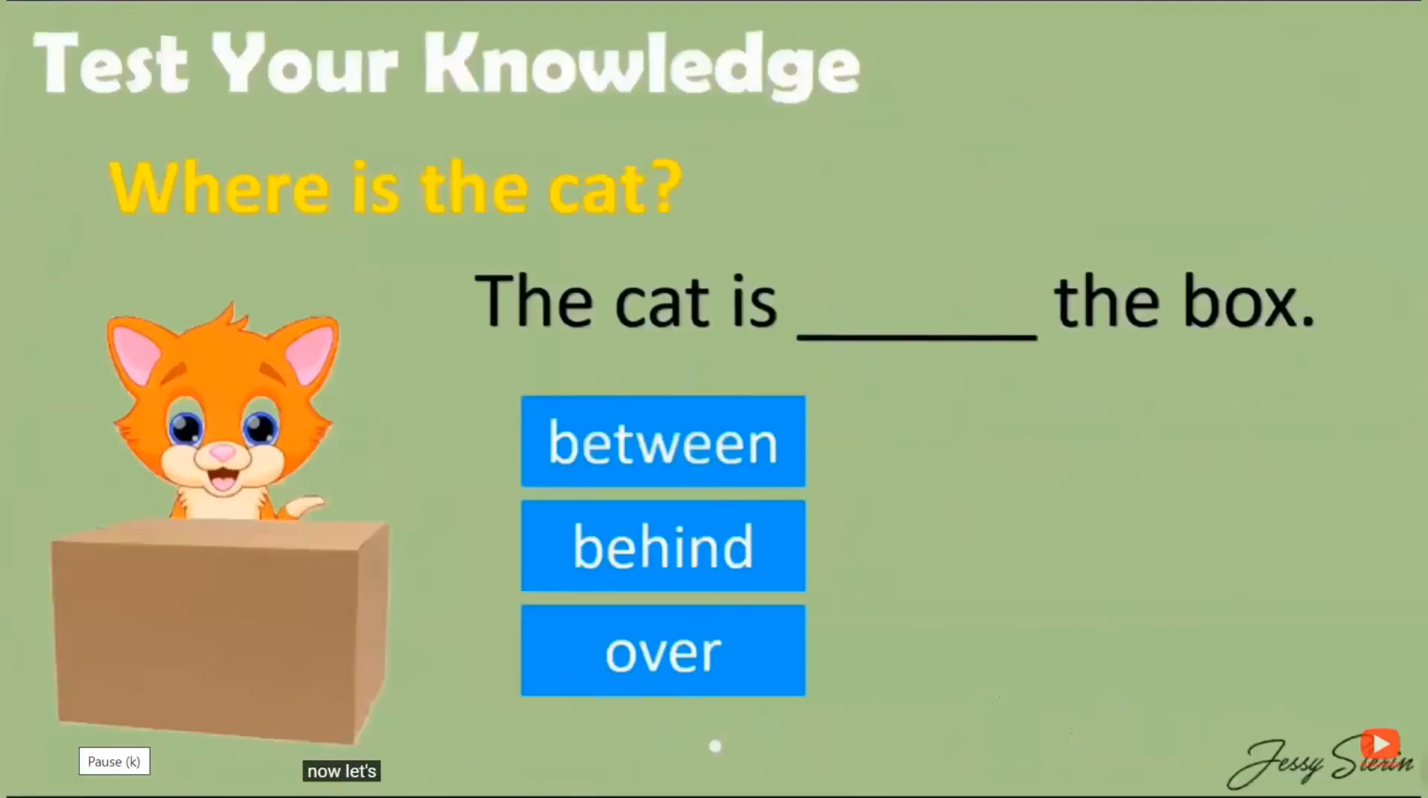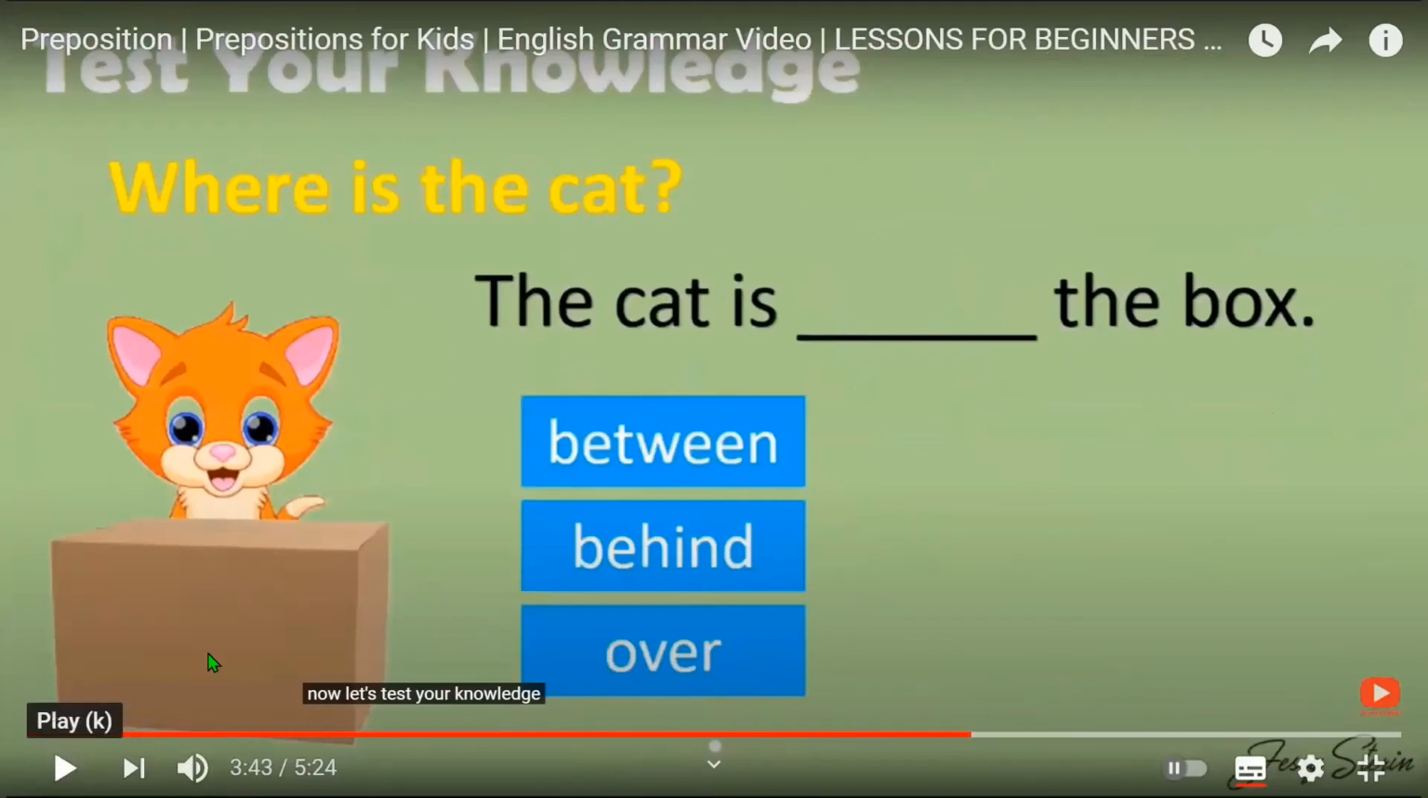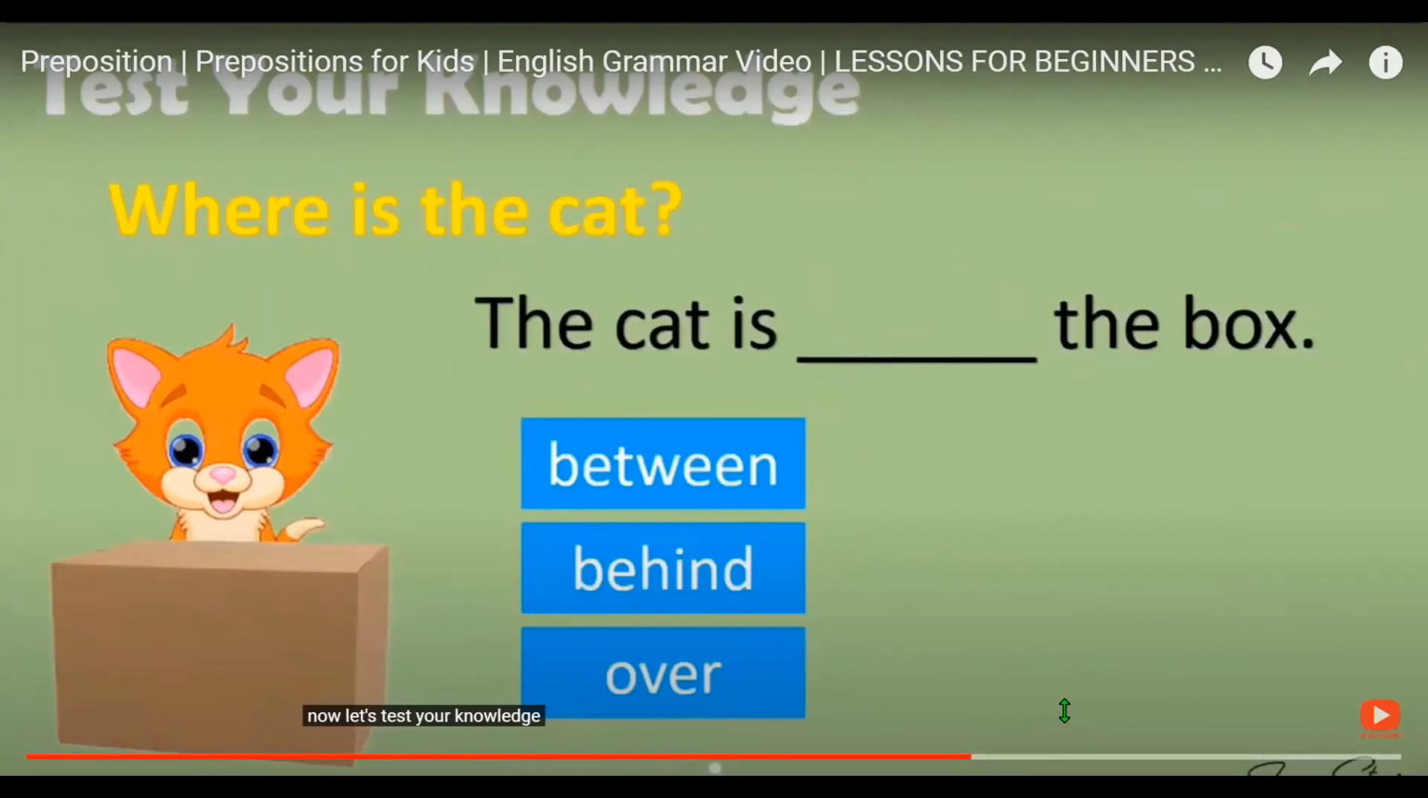Now, let's test your knowledge. Okay, who is going to tell me the answer? The cat is dash the box. Who will tell me the position of the cat? Sanshita, tell me the position of the cat. Is it between, behind, or over? Yes, Sanshita, please unmute. Ma'am, cat behind the box. Very good. The cat is behind the box.